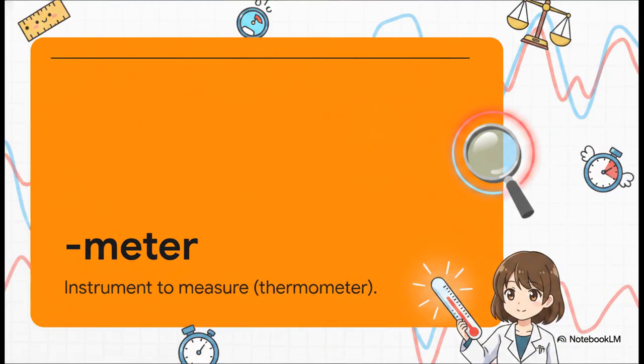Let's look at another super common tool ending. Here we have meter. This one is very straightforward. It literally means an instrument to measure. And this brilliantly illustrates the concept. Just a simple clinical thermometer. The thermo part is heat, and the meter is the physical instrument perfectly measuring it.